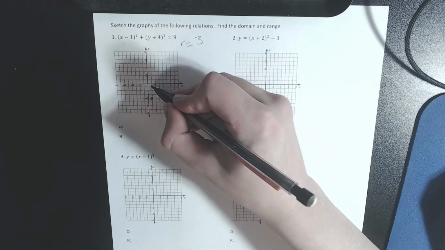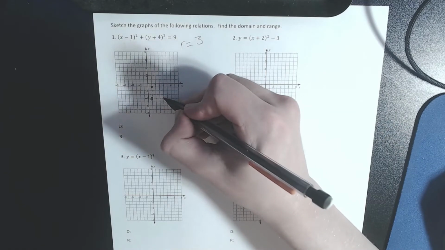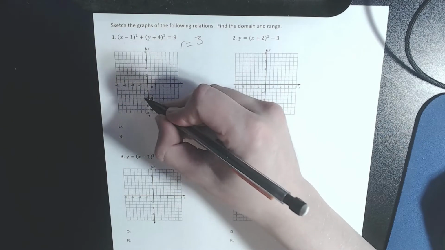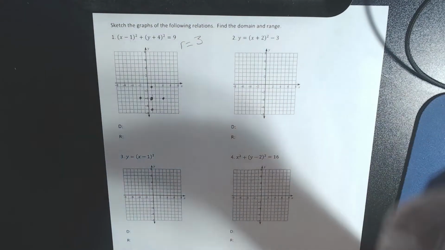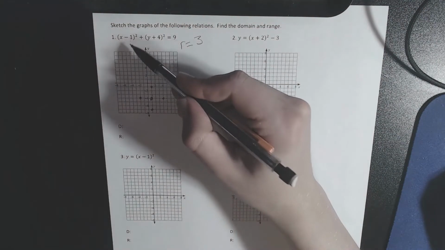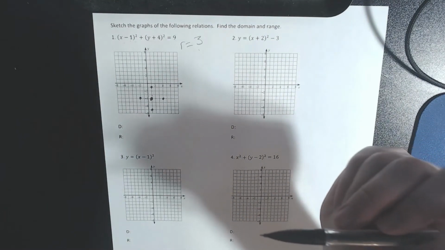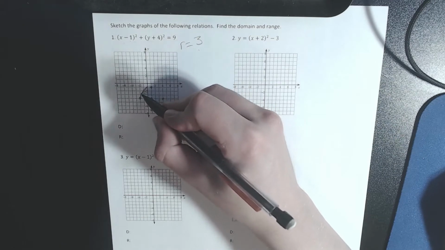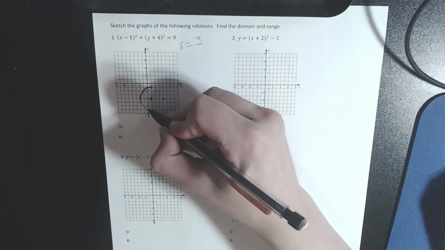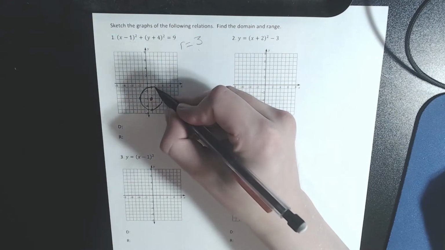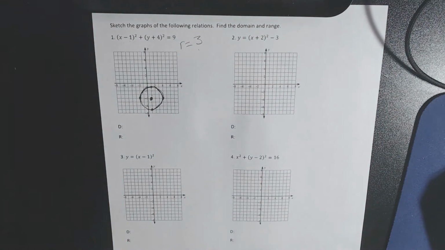So 1, 2, 3. 1, 2, 3. Okay, so we go out. This tells us the center, those two. This tells us the radius, which is 3. And then we just go out the radius in all directions and sketch our graph. It's just a nice circle here. The circle of life. Okay, let's find the domain and range of this circle of life.